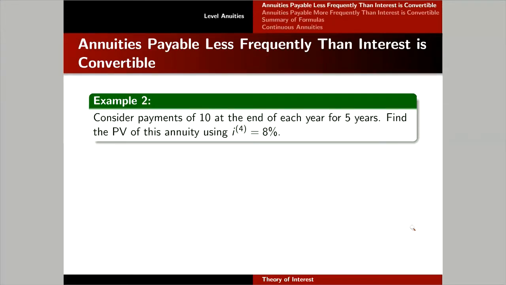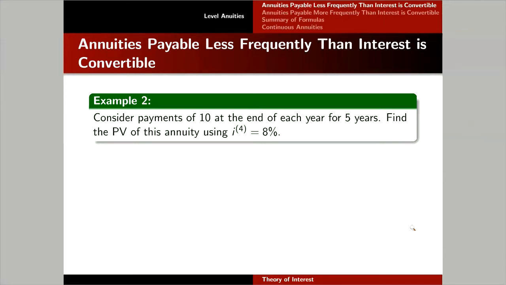So now, let's discuss how method 2 works. It's more on formulas, so let's derive formulas. Annuities payable at a different frequency than interest is convertible has two cases. This is the first case: annuities payable less frequently than interest is convertible. You may just think of PP is less than ICP, right? Payment period is less than the interest conversion period.